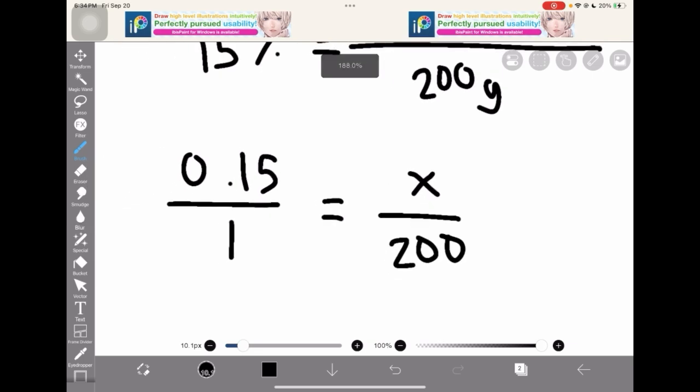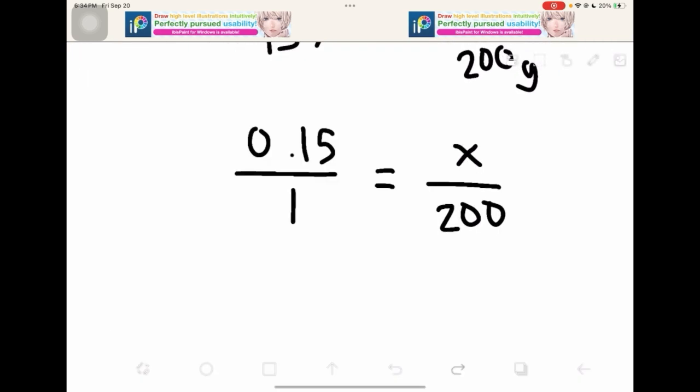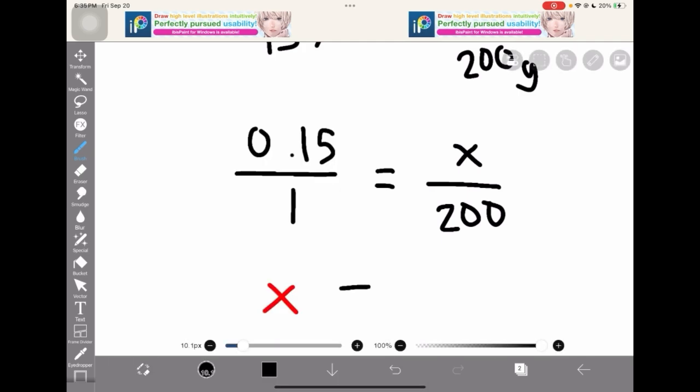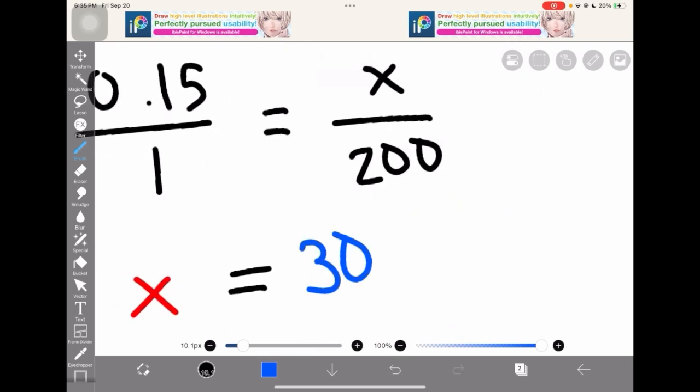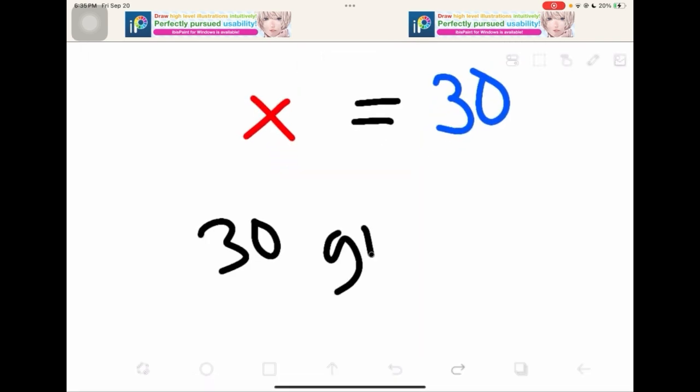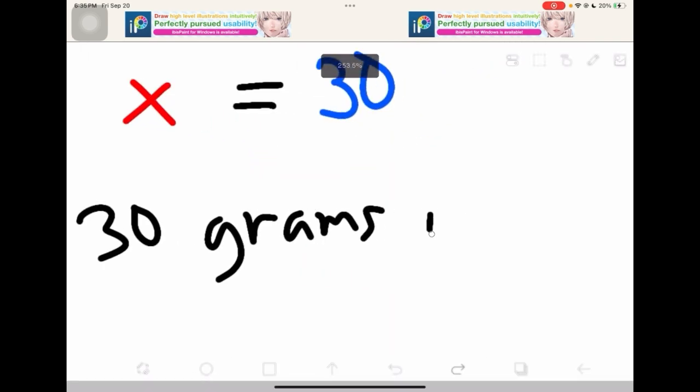Now you can just cross multiply. 1 times x is just x, or 1x, and this is equal to 0.15 times 200. And that's just 30. And there you have it. Your answer is already there. So it's 30 grams of sugar.